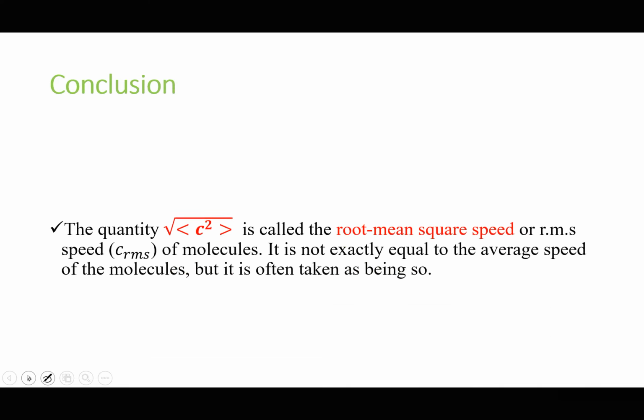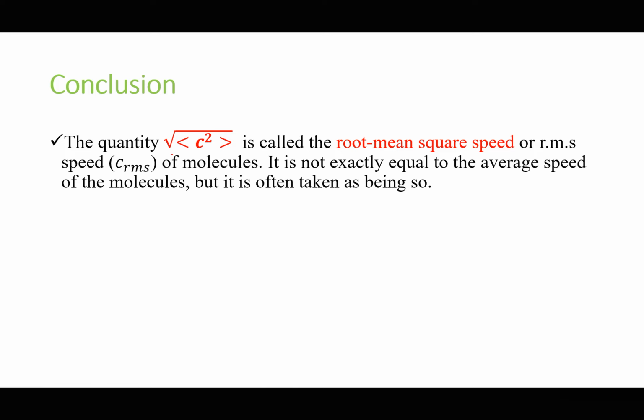In conclusion, number one, the quantity we have seen is called the root mean square speed, or RMS speed, of molecules. And I say it is not exactly equal to the average speed of the molecules, but is often taken to be the average speed.